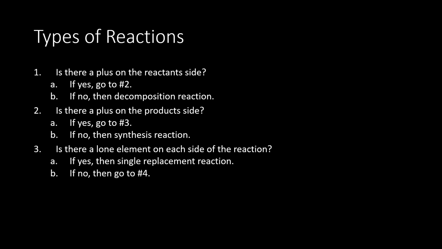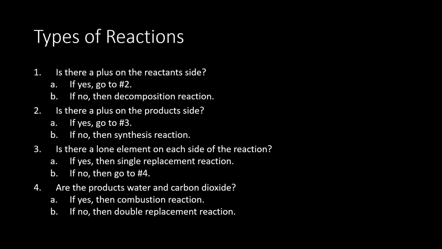This slide goes through the steps that I personally go through to identify the type of reaction that I have. When I look at a reaction, the first thing I look at is whether there is a plus on the reactant side. If there is not, then I already know I have a decomposition reaction. If there is, then I look and see if there is a plus on the product side. If there's not, then I know I have a synthesis reaction. If there is, then I look and see if there is an element that's by itself on each side. If there is, then it's a single replacement reaction. If there's not, then I see if the products are carbon dioxide and water. If they are, then it's combustion, and if they aren't, then it's double replacement.